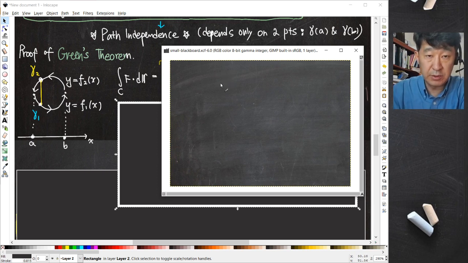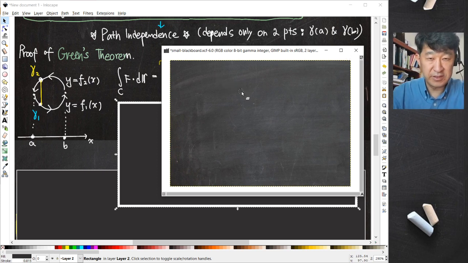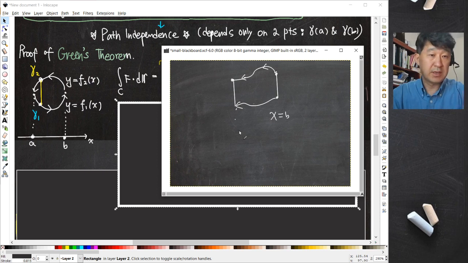So for example, like this, now I'm ready, the pen's ready. Over the x-axis, at x equals b, the curve can be like this, like a vertical edge, and there's a gamma 1 going this way and a gamma 2 going that way, and then there's another vertical edge, or it can close up like that. So the following argument still holds on this type of thing as well.